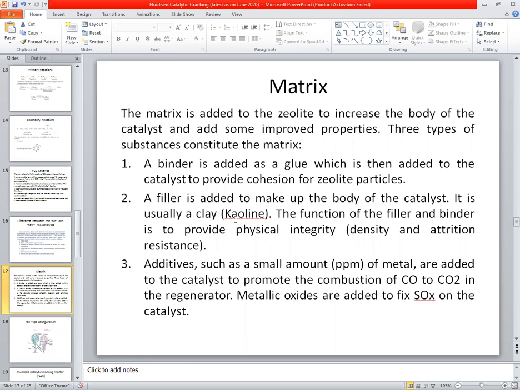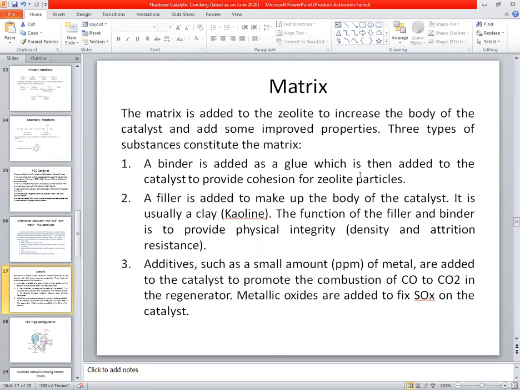Recently, the American company Mobil, ExxonMobil, invented one catalyst named ZSM-5. ZSM stands for Zeolite Socony Mobil. 5 is their registered trade number. So ZSM is a modified catalyst based on zeolite. Now all the FCC units are using the ZSM catalyst.